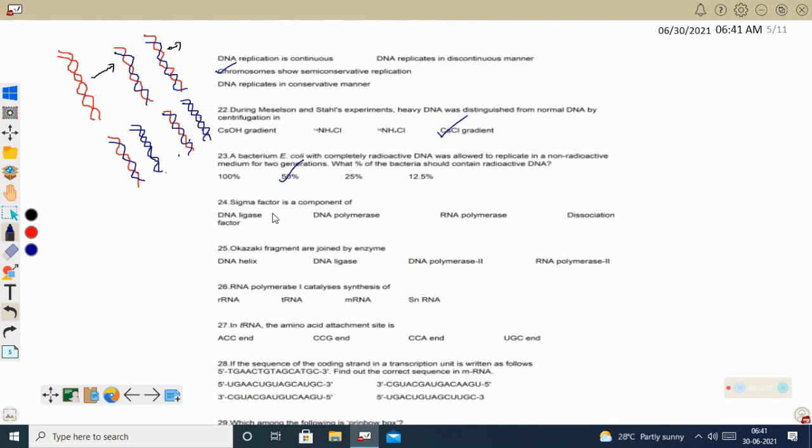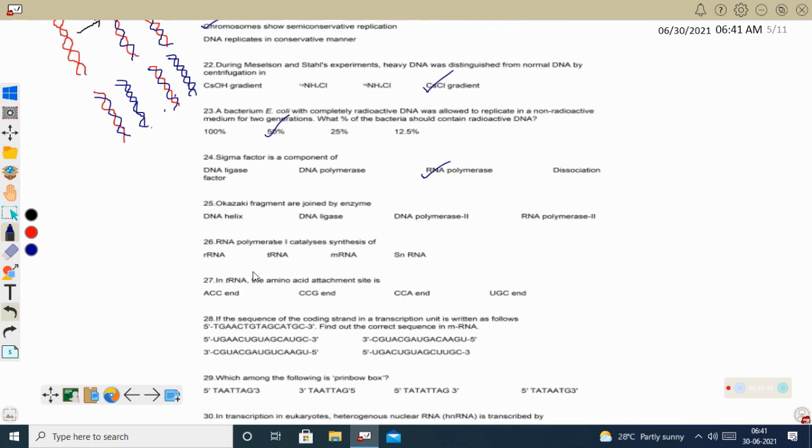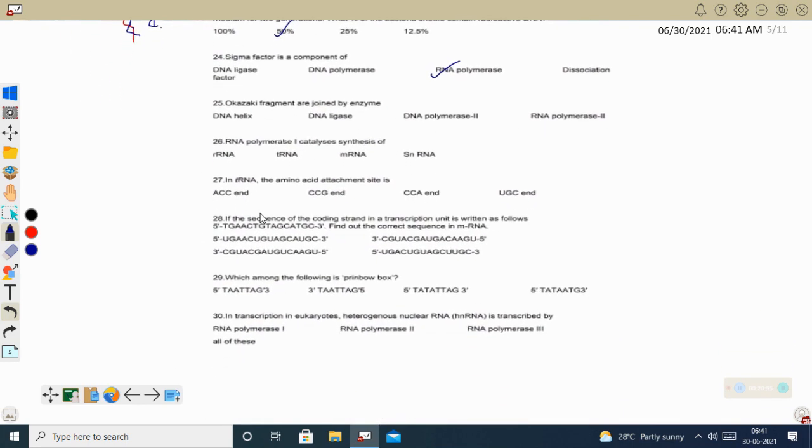Next question. Sigma factor is the initiation factor of RNA polymerase enzyme. RNA polymerase enzyme initiation factor, it is the sigma factor. Next question. Okazaki fragments are joined by which enzyme? Okazaki fragments are short fragments which are discontinuously synthesized on the 5' to 3' template strand of DNA during the replication. This Okazaki fragment has to be joined by the DNA ligase enzyme. DNA ligase enzyme.